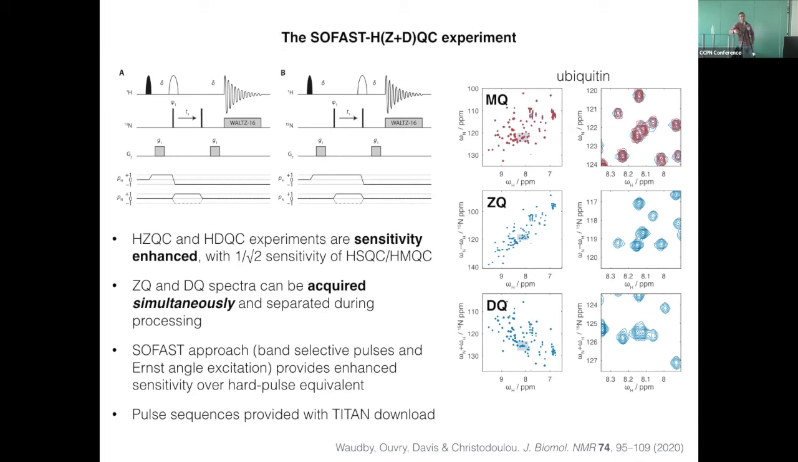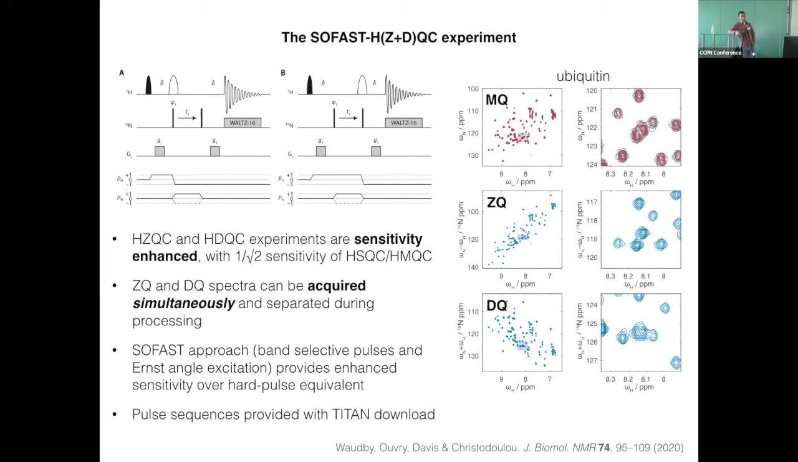These are sensitivity enhanced, so each experiment is just 1 over the root 2 the sensitivity of the HMQC, but you get the 2 experiments in the same amount of time. So it's a nice approach. It's very sensitive. If you really want, you can even shear the experiments and combine them back together into some sort of multiple quantum experiment, which is indicated in the red panel.